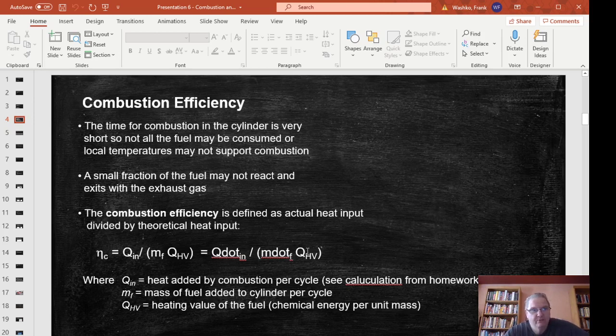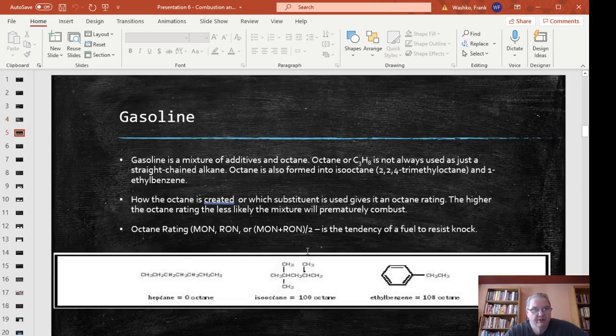So let's look at the actual combustion reaction. Looking at gasoline in particular, gasoline is actually a mixture of some different hydrocarbon compounds, mainly benzene, but then also octane.